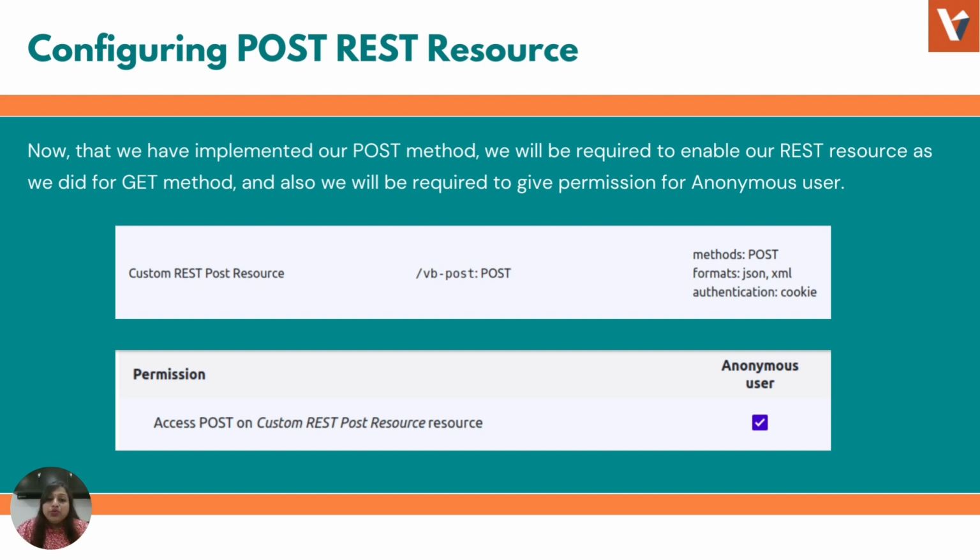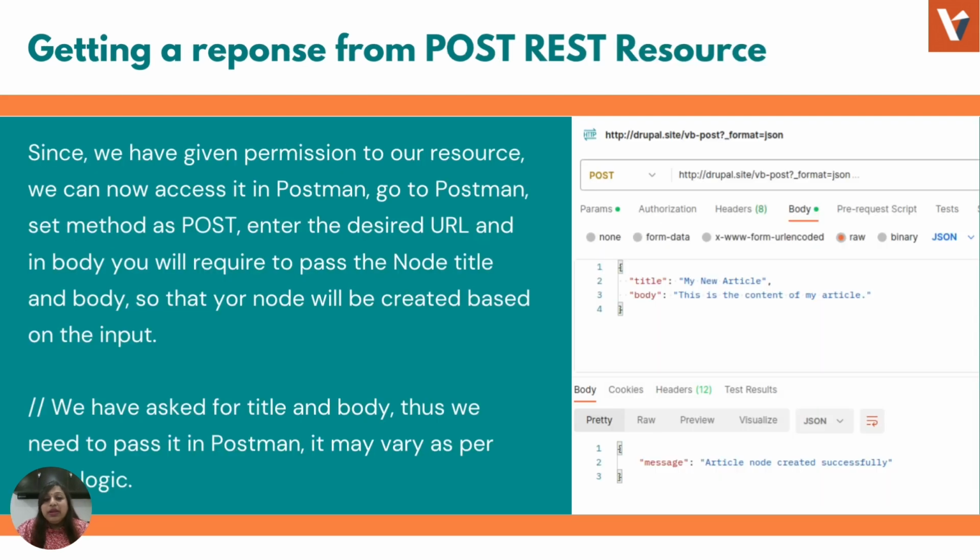Then we need to also give the permission for anonymous user. Once we have enabled the permission for anonymous user for our post resource, we can directly get the response in Postman. So you can see my Postman window here. I have selected the method as post. Once I have selected method post, I have hit the URL VB post with format JSON.